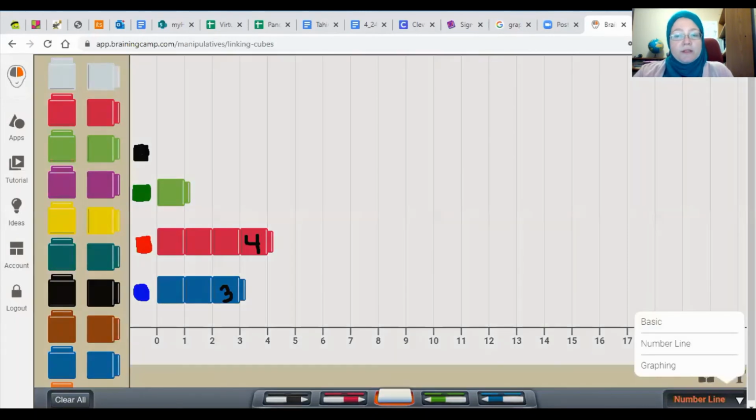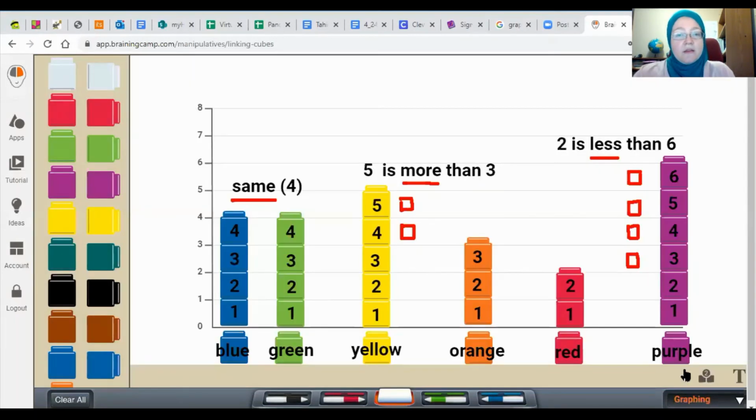Let's look at one more example. Graphing can also help us to compare. So take a look at the blue and green on my bar graph. Notice that the blue and the green both have 1, both have 2, both have 3, both have 4. So we can say quickly that the blue and the green had the same number, 4.